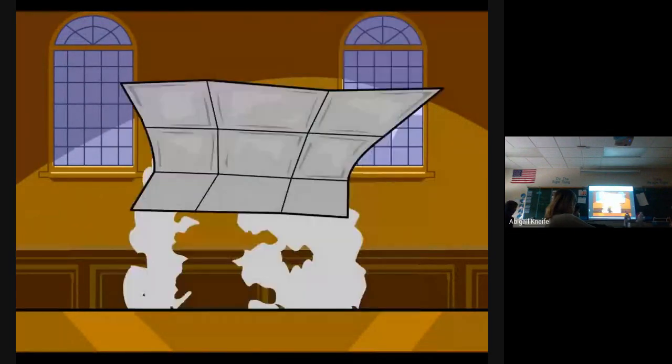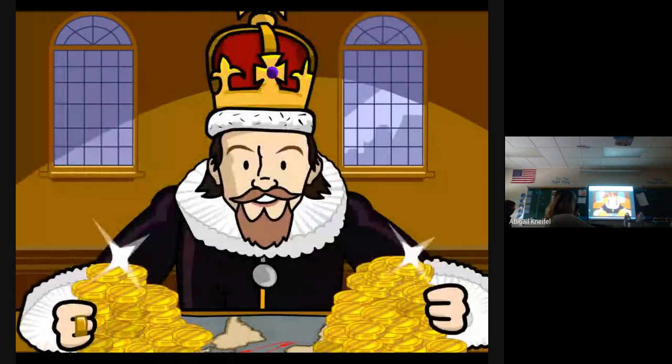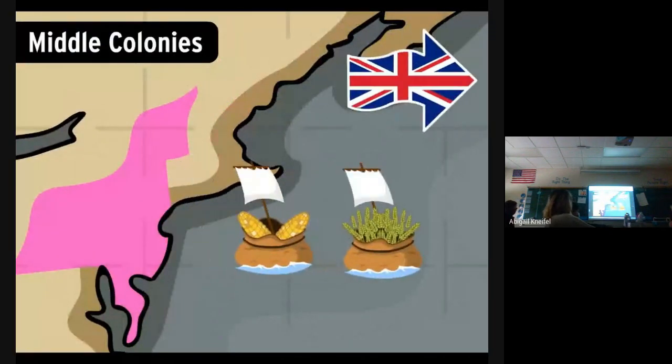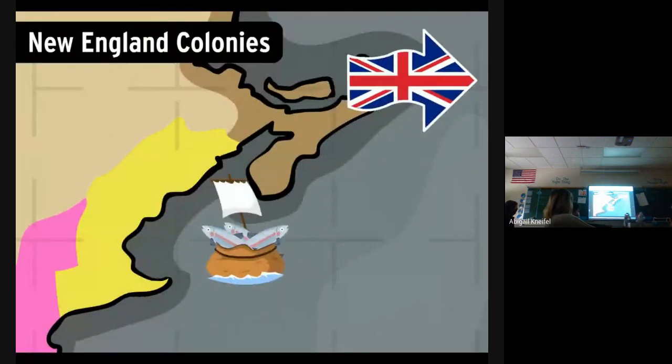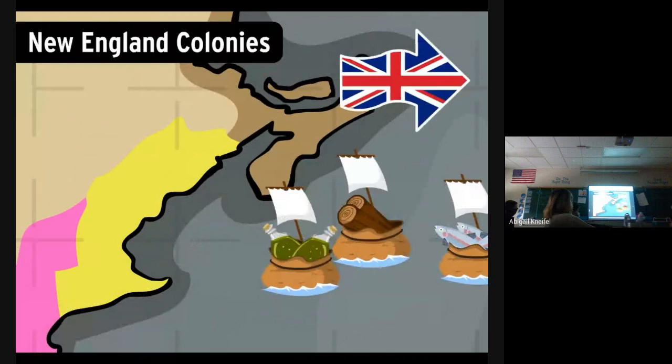But the crown was making too much money on other colonial businesses to care. The middle colonies sent grain and corn, plus livestock and iron ore, while New England colonies sent fish, lumber, and whale oil for lighting lamps.